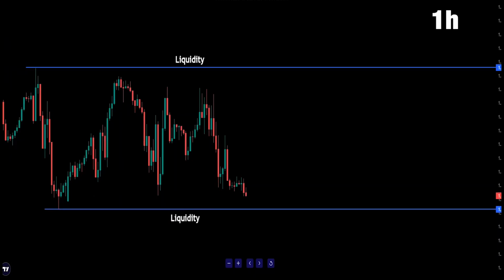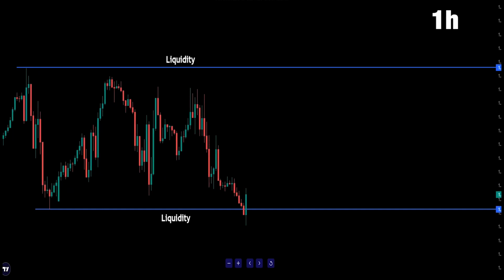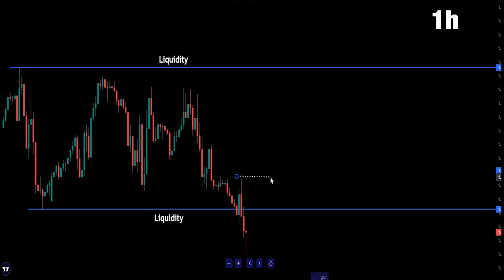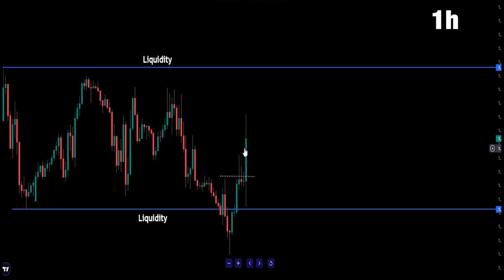Let's look at one more example. The price is in a range. First, we identify the liquidity zones and wait for the price to hunt one of these zones. After reaching this zone, we let the price break the previous high, which happens here. After creating the previous high, the price now needs to retrace, and we look for an entry zone.